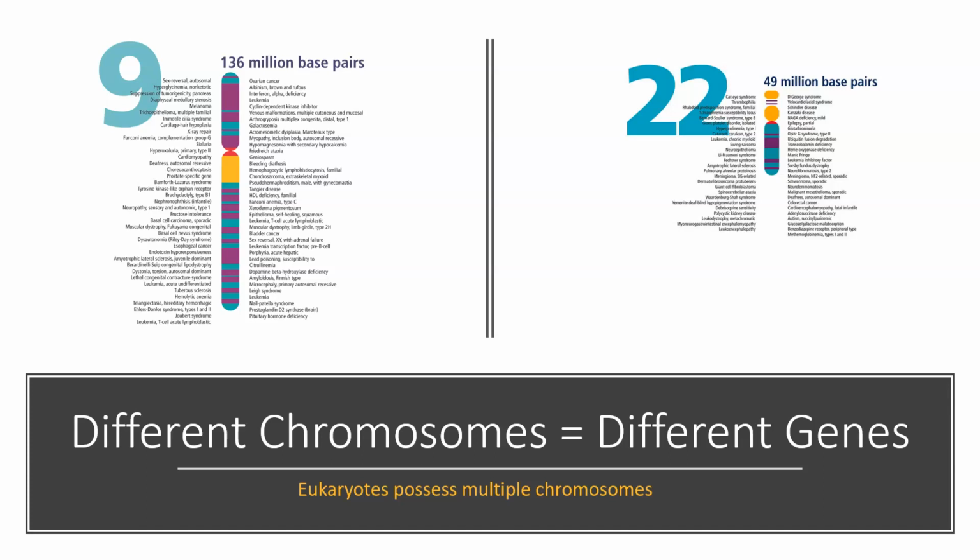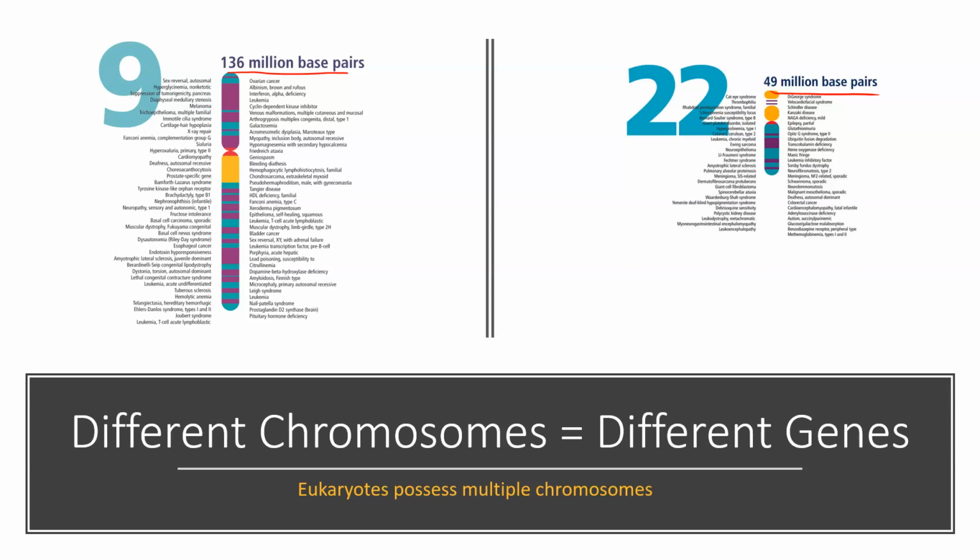We talked about how the size of the chromosome is dependent on the number of base pairs, and you can see that this definitely reflects that: 136 million base pairs specifically on chromosome 9, 49 million base pairs specifically on chromosome 22. But you'll notice that all of these fine prints are specific genes, specific traits, or specific disorders that have been linked to these particular chromosomes in these particular locations.